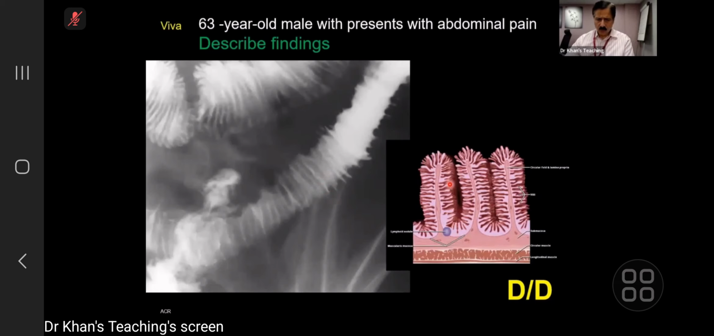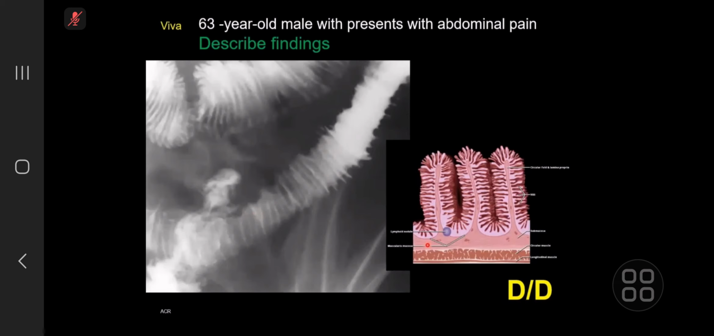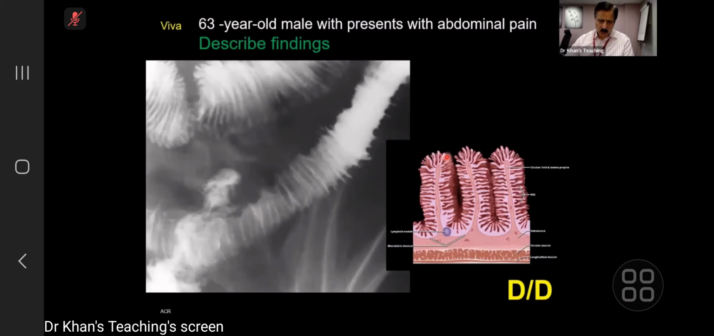Now, go back to the basics, and the idea here is to develop your eyes. How will you describe it? This is a valvulae conniventes. Now, in between these two villi is this space, so the barium will go in. So look at this loop, the barium will go in, and this shelf-like opacity is the fold itself. Now here what is happening, this fold is thickened and this fold is thickened.